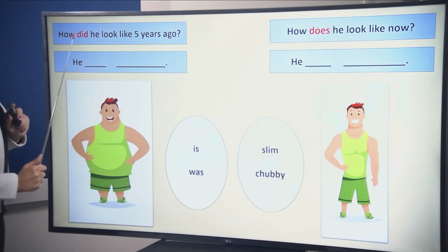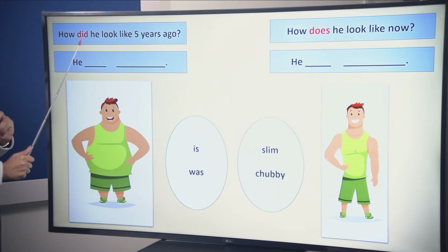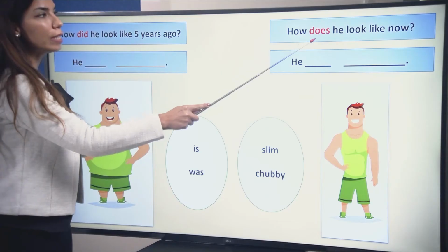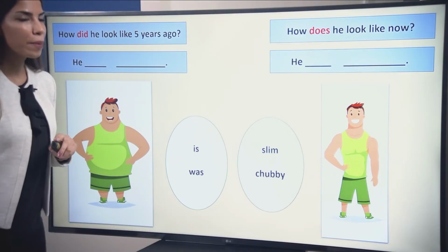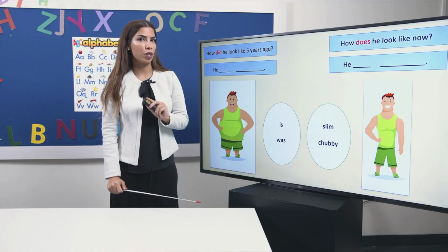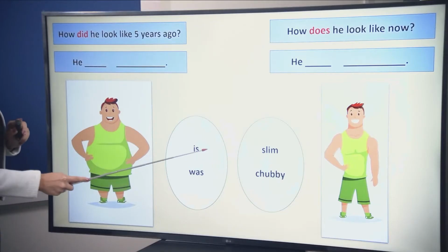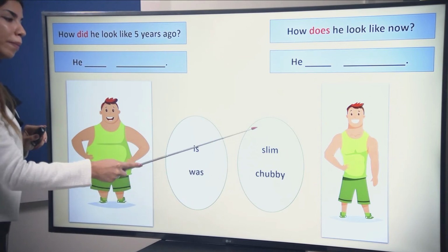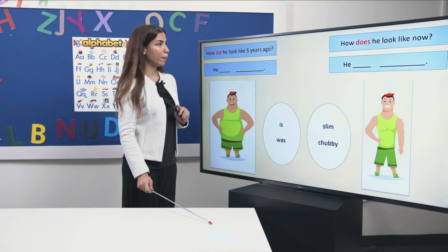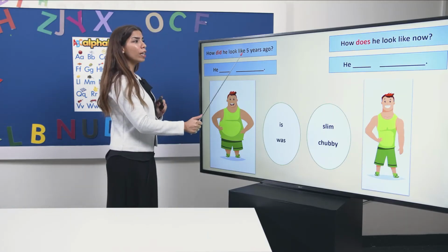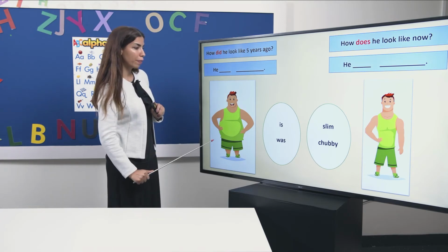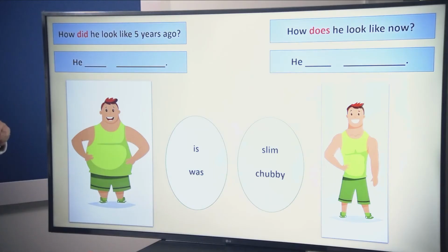Again, with a question in the past, we use did. And with a question in the present, we use does. Now, I need you to answer. Look at this. We have is and was, slim and chubby. How did he look like 5 years ago? Look at him. How did he look like?